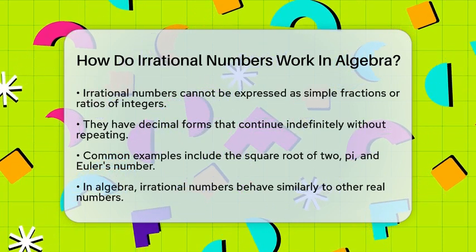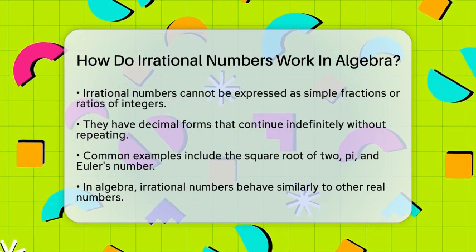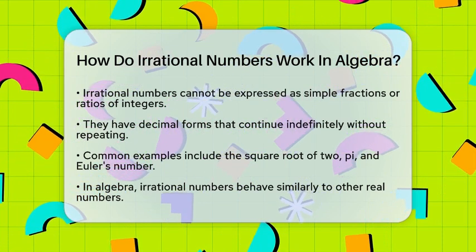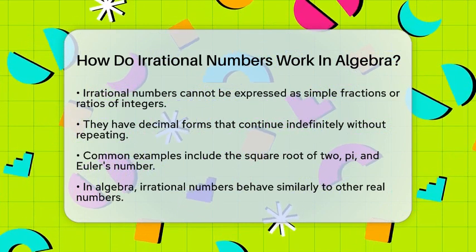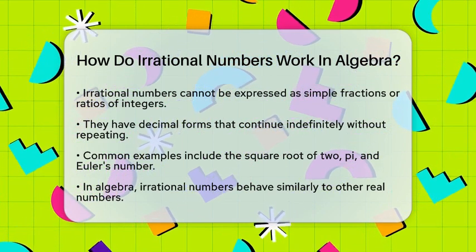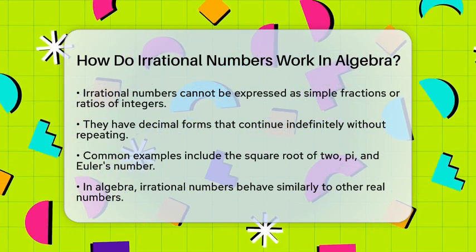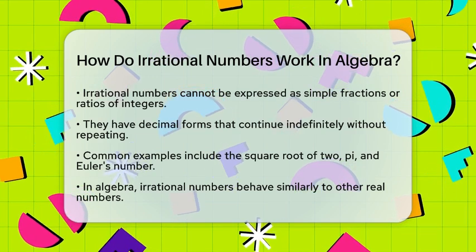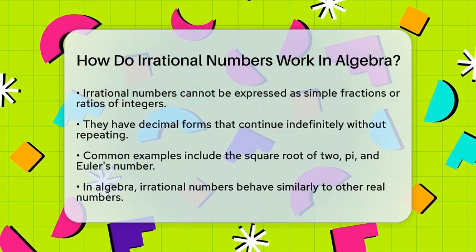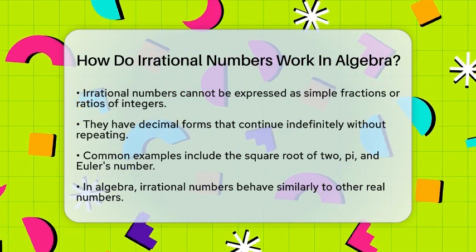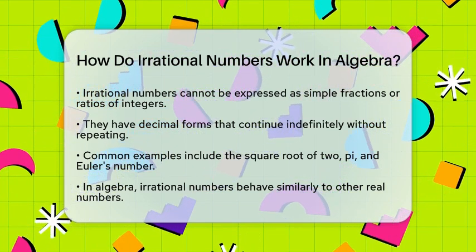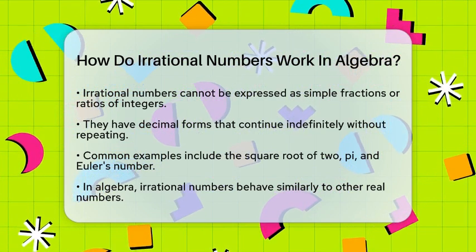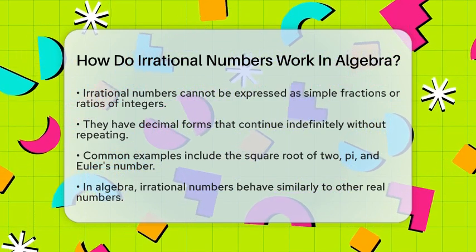Let's break it down. Irrational numbers are real numbers that cannot be written as a simple fraction or ratio of two integers. This means you cannot express them as p divided by q, where p and q are integers and q is not 0. Instead, irrational numbers have decimal forms that go on forever without repeating any pattern. Some well-known examples include the square root of 2, pi, and Euler's number.